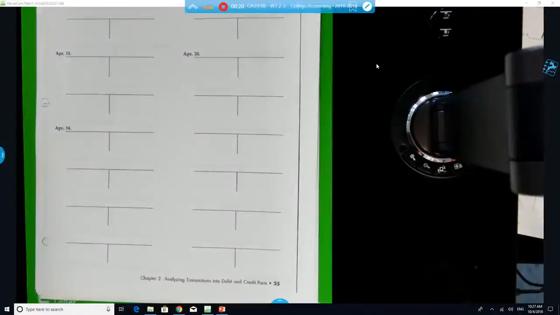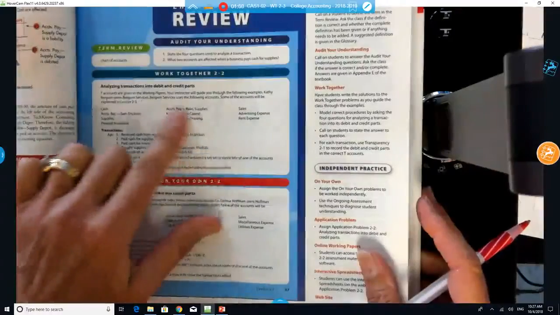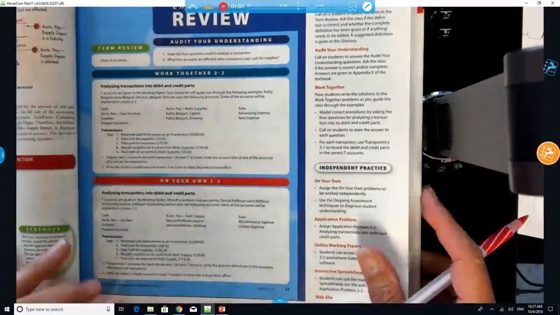Application 2-3 on page 44, we're going to use the chart of accounts for house marketing services that we used in application, oops, my bad, I'm totally wrong. We're on work together on page 44. So we're going to use the T accounts that we were given in the work together on 2-2. So back here on page 37, on the top of page 37, where we have this little mini chart of accounts, those are the accounts that we're going to be using in this particular problem.